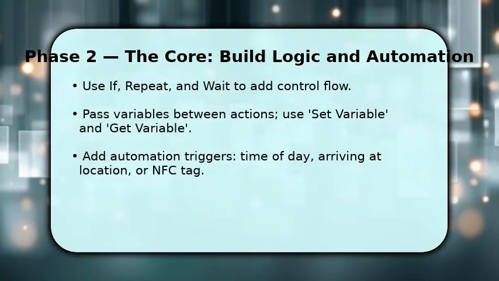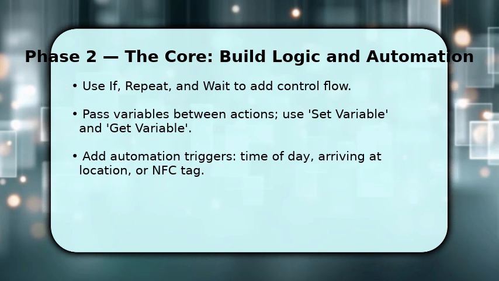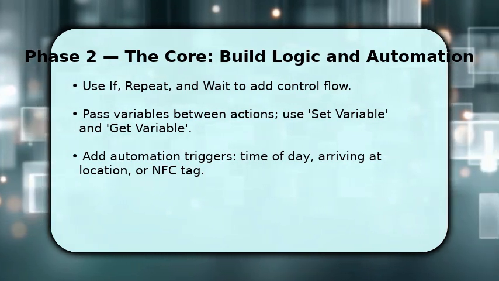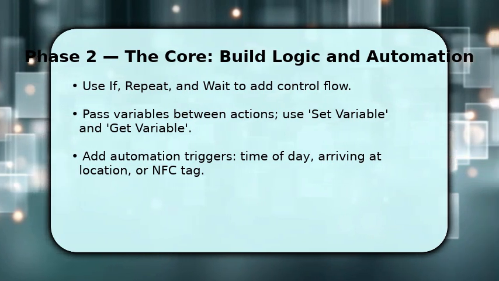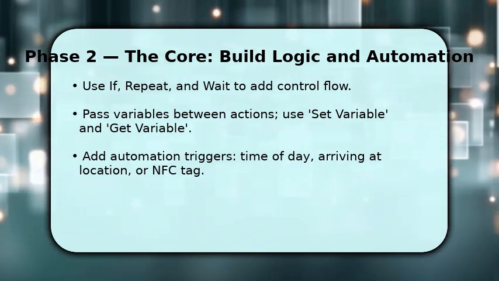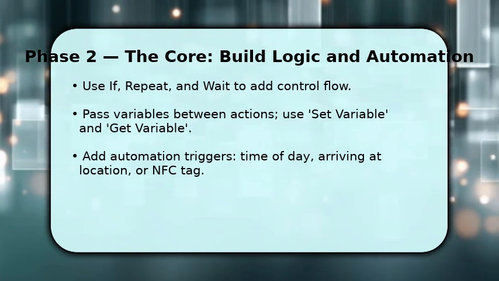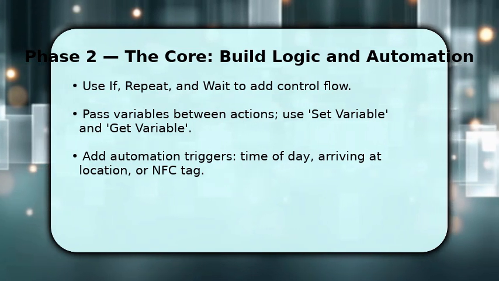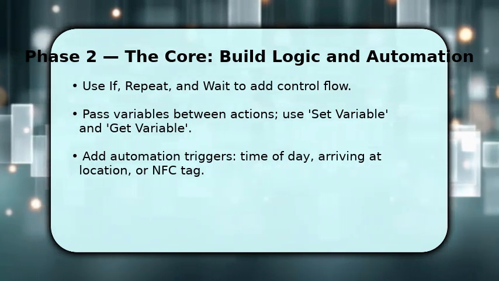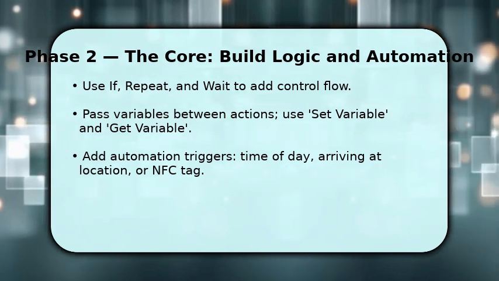Now you layer in logic. Use if, repeat, and wait to control flow so your shortcut adapts to conditions. You should pass data with set variable and get variable so actions can share results. This prevents duplication and keeps things tidy. Then attach triggers: time of day, arriving somewhere, or an NFC tag so the shortcut runs automatically. Make sure to test each branch, because conditional paths often reveal missing steps that only appear under certain inputs.